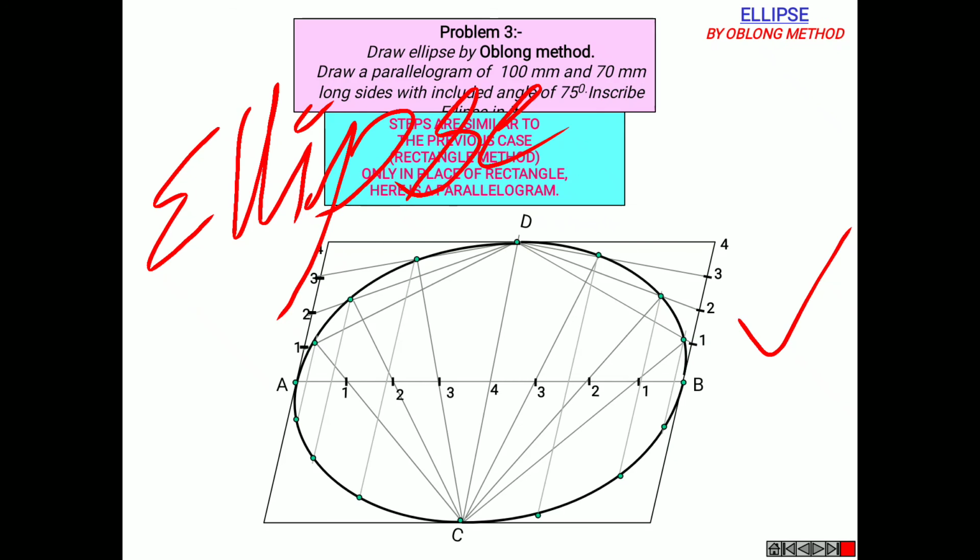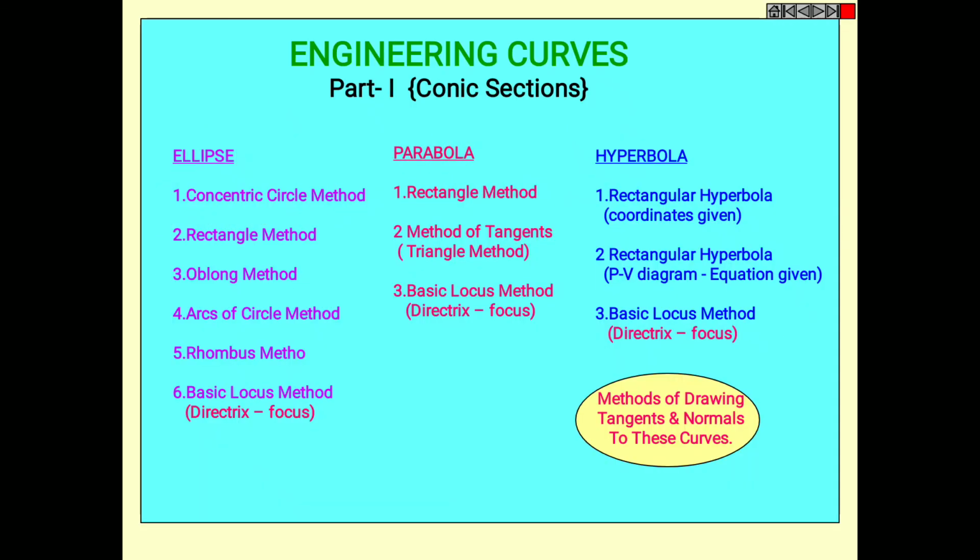So we'll see ellipse by arc of circle method in the tomorrow session. So this will be the end of today's session. So from this class you have got about conic sections. There are 3 types: ellipse, parabola and hyperbola, and you have seen some light introduction of it. And in ellipse you have total 6 methods. One is concentric circles method, rectangle method, oblong method, and arc of circle method, rhombus method, and basic locus method.